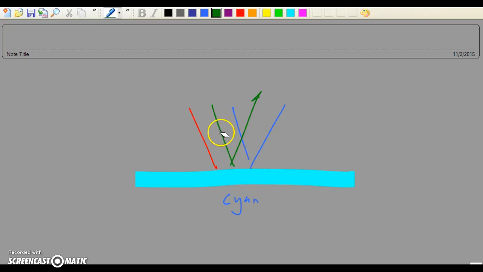So if I only had red light hitting this, nothing would bounce off. We would perceive it as black. If I only have green light hitting it, well, cyan objects reflect green light. So I would perceive it, in this case, to be green. There's no blue there, so I can't see anything blue because no blue light is present. So you perceive it to be green. If we only had blue light hitting it, well, cyan things reflect blue light. We would perceive it as blue.